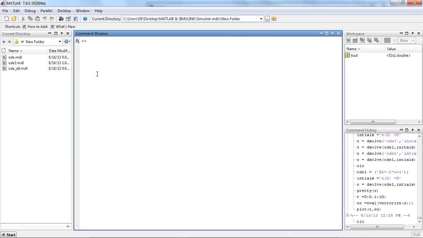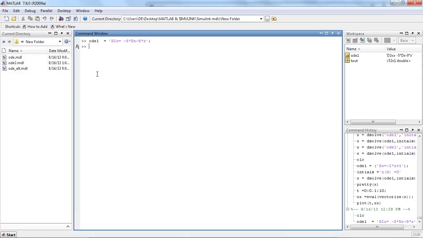For that, we'll have to write a code for this. Let's say name is OD1. Let's take OD1 is equal to, okay, this thing, D2x, which was equal to minus 5 star dx minus 9 star x, noted commas.